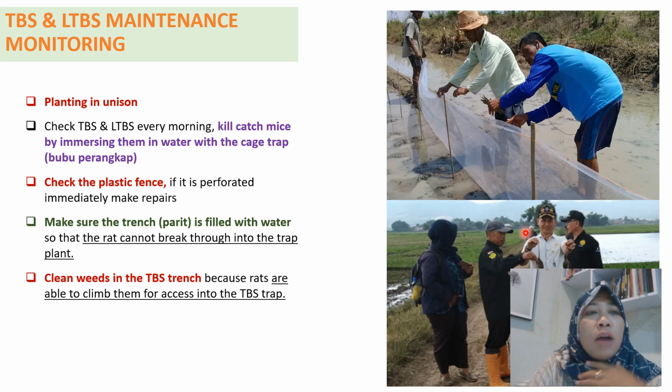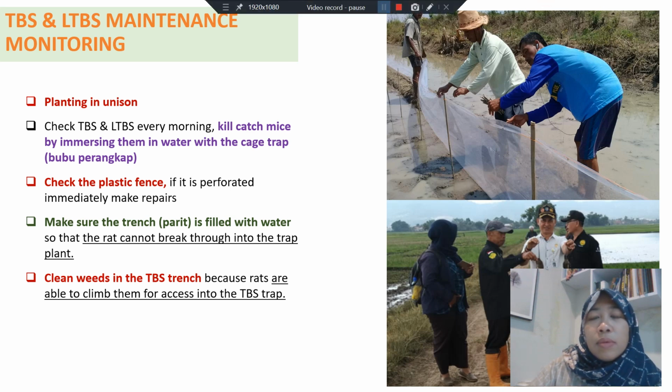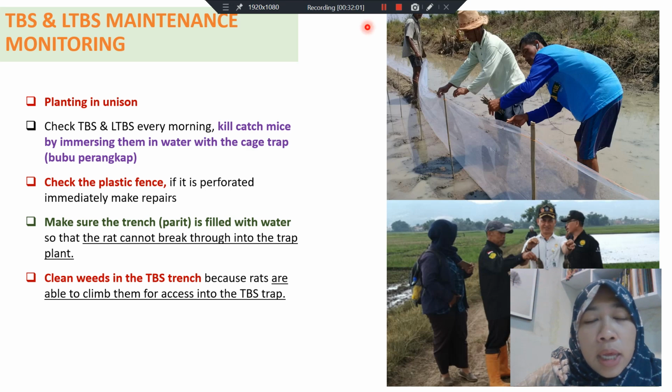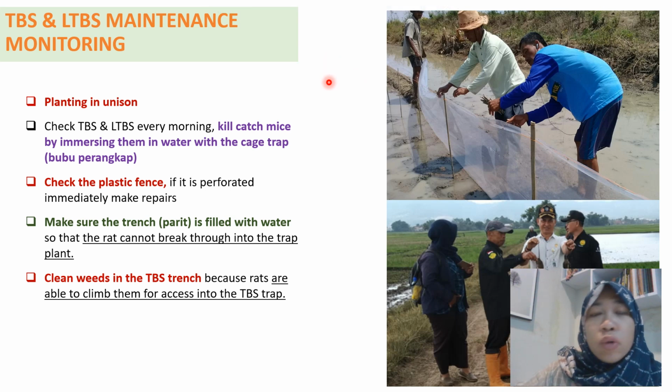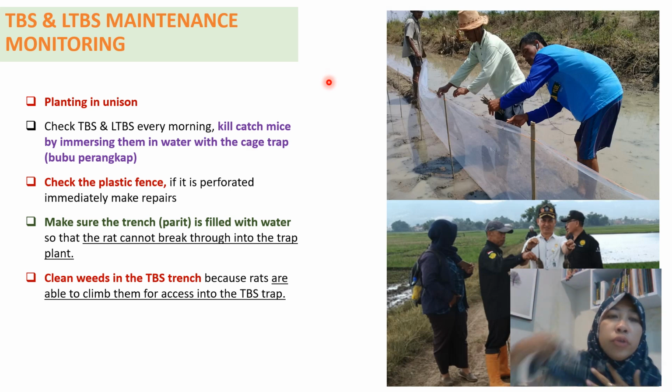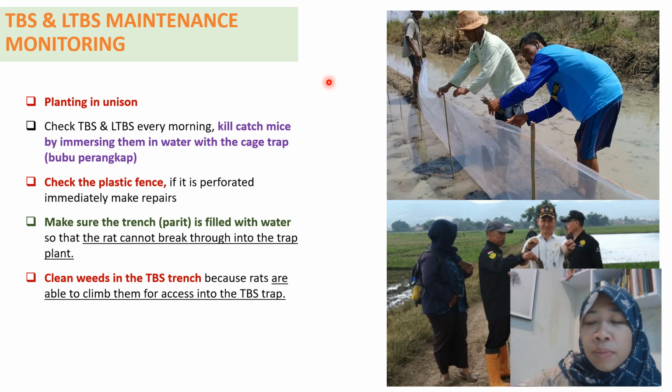And then how to check the TBS and LTBS? Is the TBS or LTBS installed in our field effective? It could be effective, and it could be not effective at all. It's based on our monitoring. We should plant in unison as we studied before. We should check the TBS and LTBS every morning.